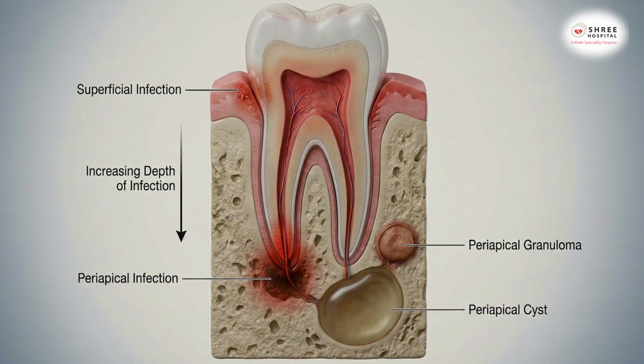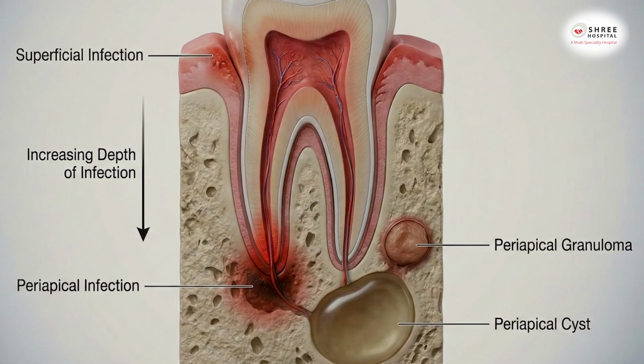So once you come in, we first assess the tooth. We take a digital x-ray of the tooth. Once the digital x-ray is taken, we assess how deep the infection is. Is it superficial, or is it periapical, or is it a cyst or a granuloma? Once that is done, we start cleaning the tooth.